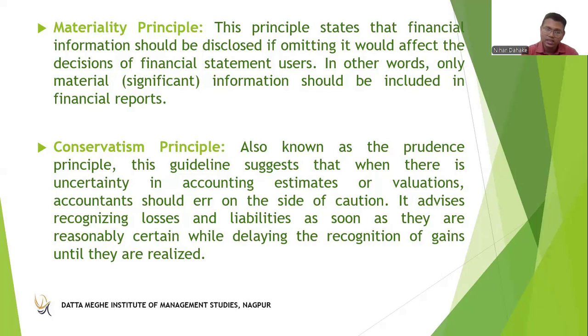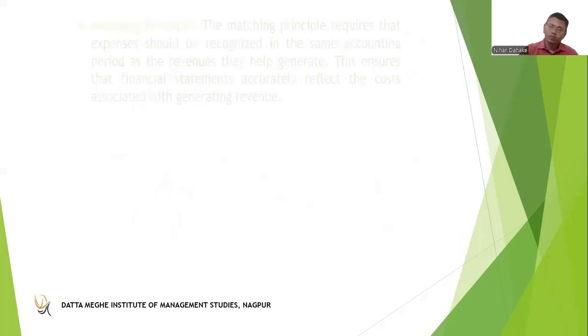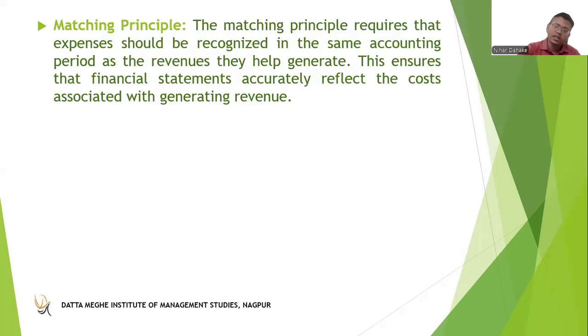But if it is related with the gains or profits, then you can keep it outside until they realize. Okay. Then matching principle. So next principle is matching principle. The matching principle requires that expenses should be recognized in the same accounting period as the revenue they help generate.